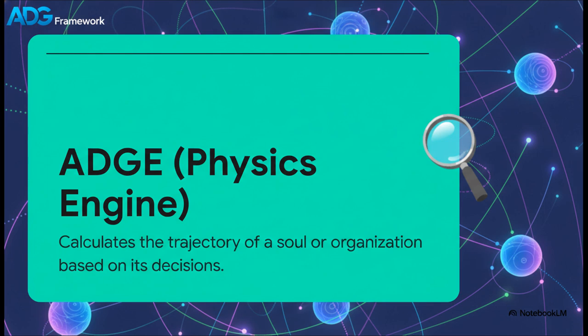Now, think about any video game you've ever played. The physics engine dictates how everything moves, interacts, falls. Well, the AGE is like that, but for our minds. It's basically calculating the trajectory of our personal development based on our choices. You could almost call it a kind of moral gravity.